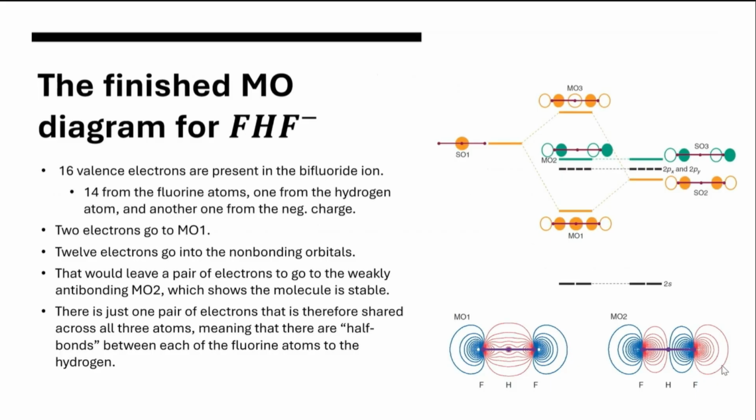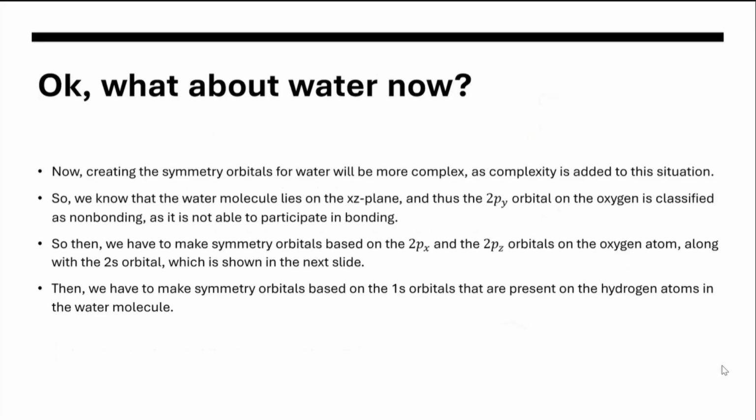And if there's only one pair of electrons that is therefore shared across all three atoms, that means there are half bonds. So now let's go on to water. Creating the symmetry orbitals for water will be more complex because we're dealing with a bit more of an interesting molecule.